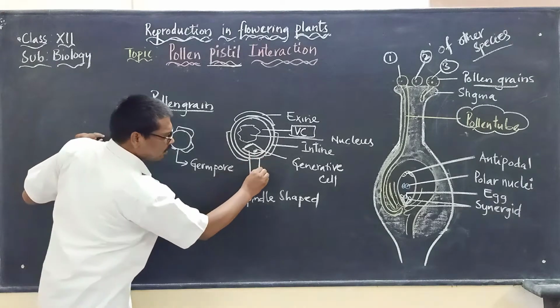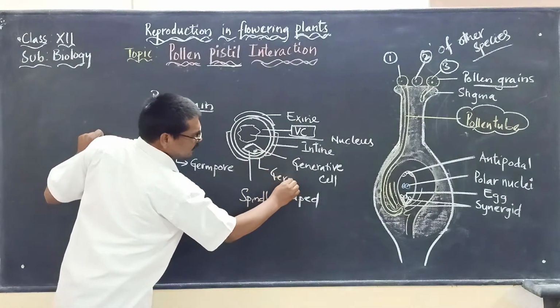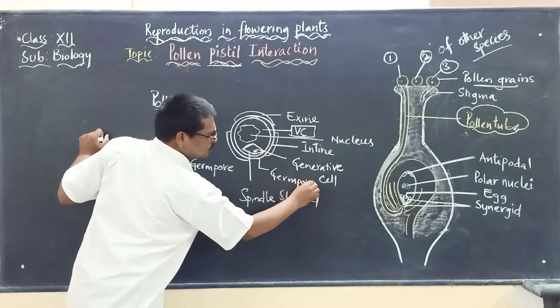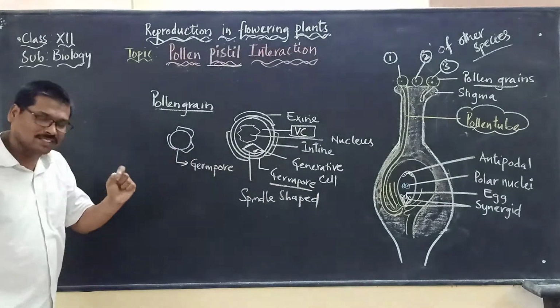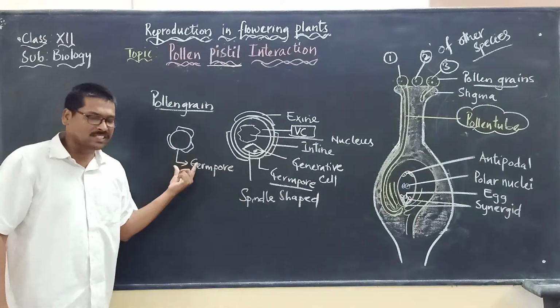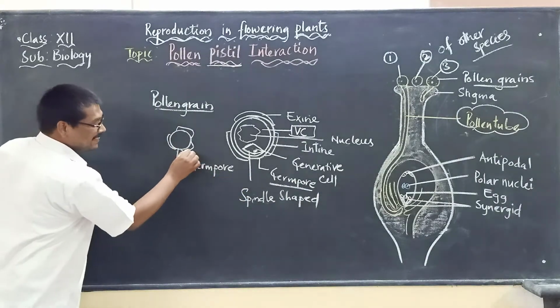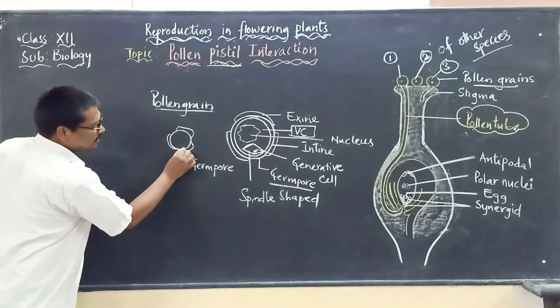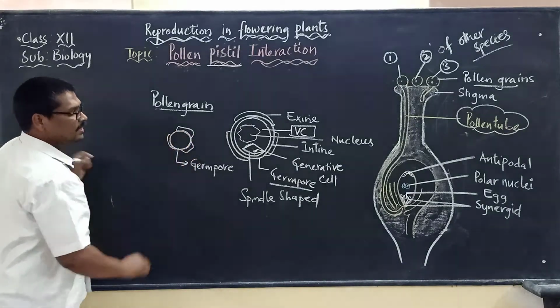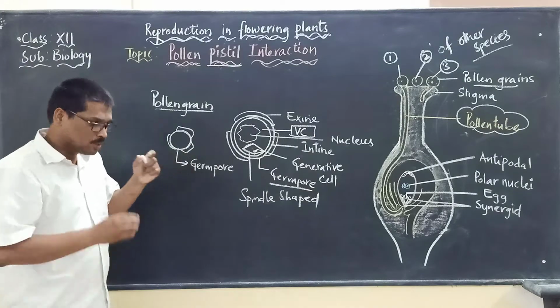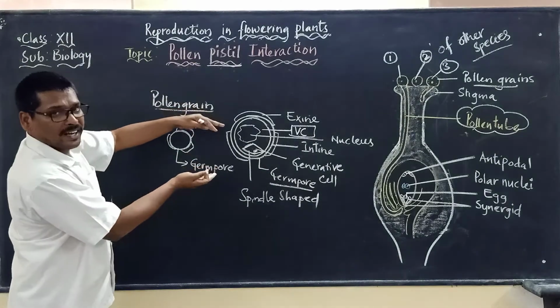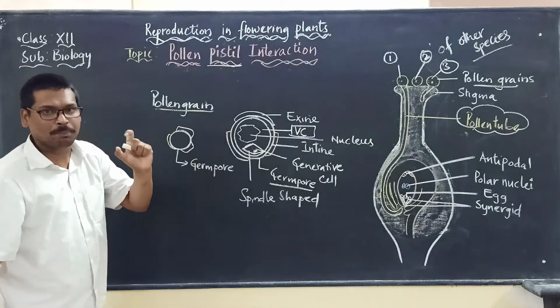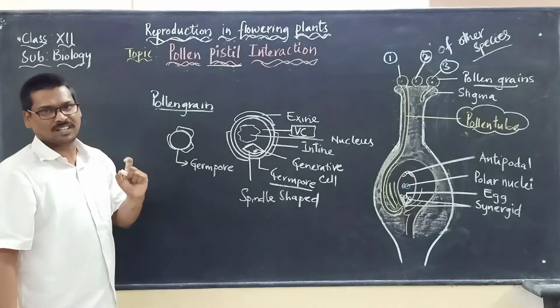So what is this germ pore? The germ pore is the place where there is no exine. It is only having the thin wall called what? The intine. Now we are talking about compatible pollen grains, the right type of pollen grains.